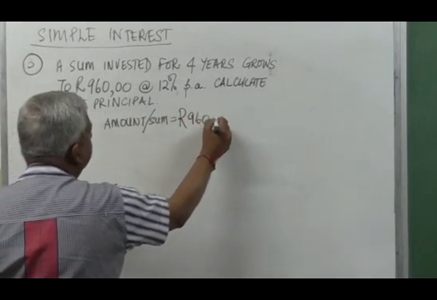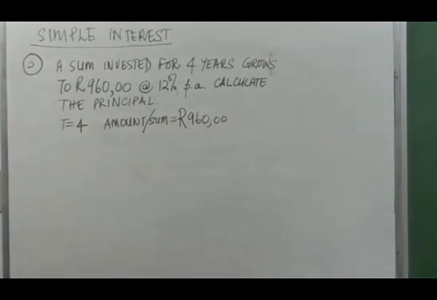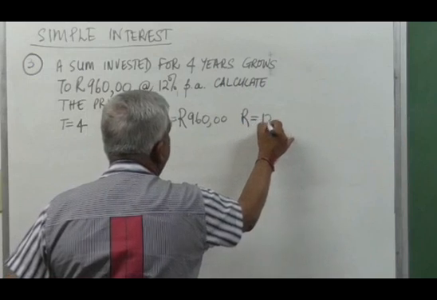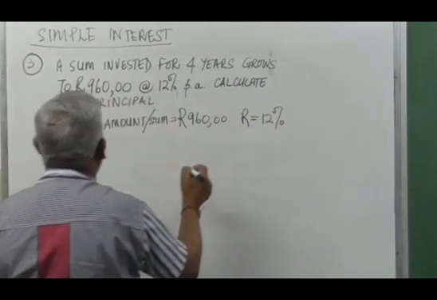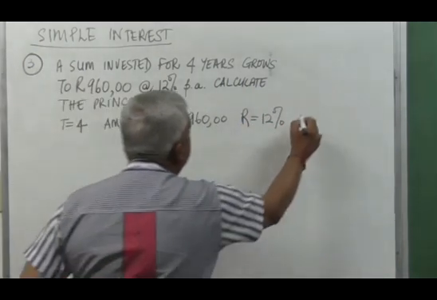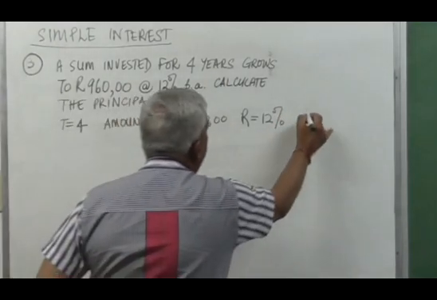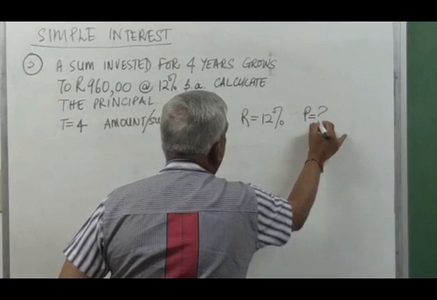And then the rate is 12%. That means R is 12%. And the time is, well, we've already written the time. What we are trying to find is the principal.